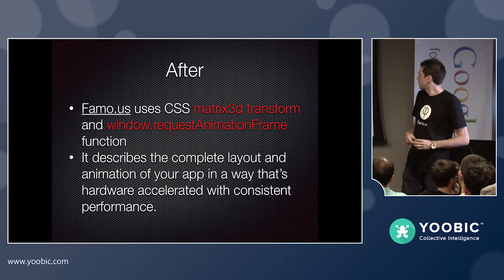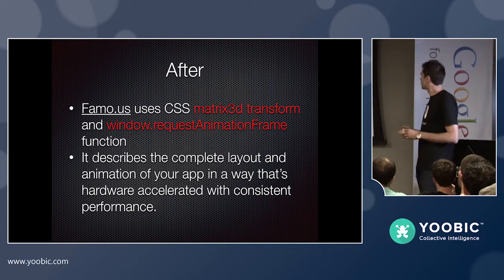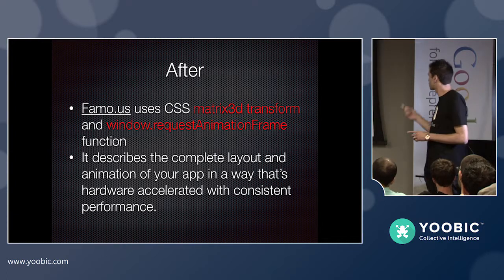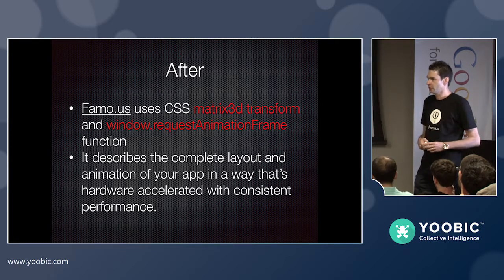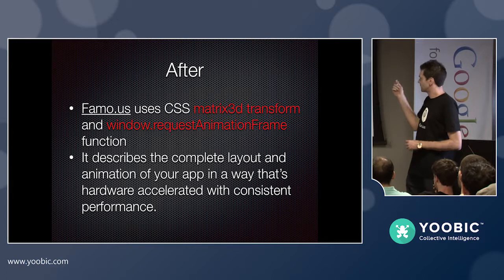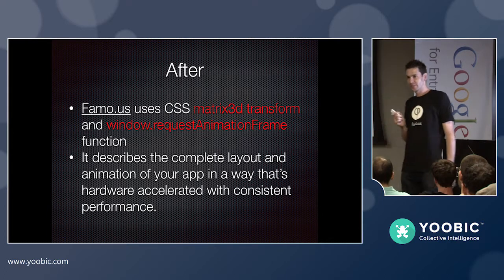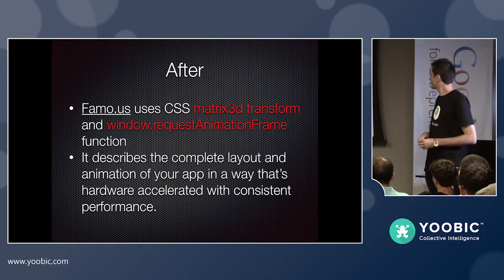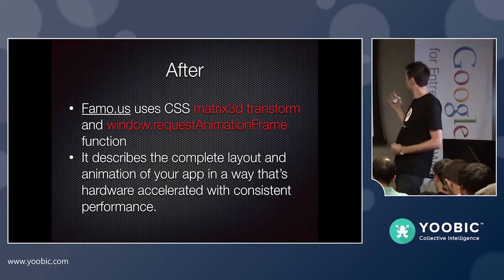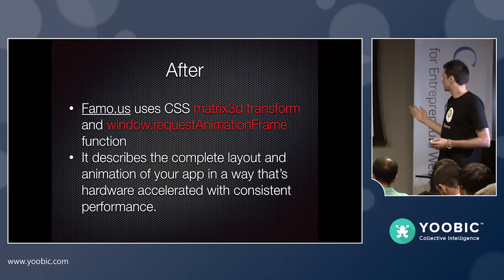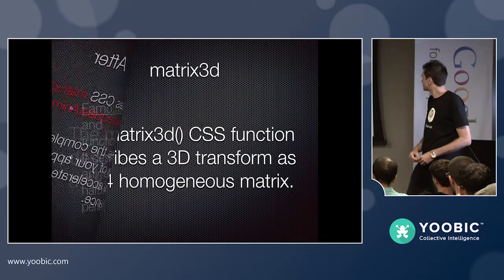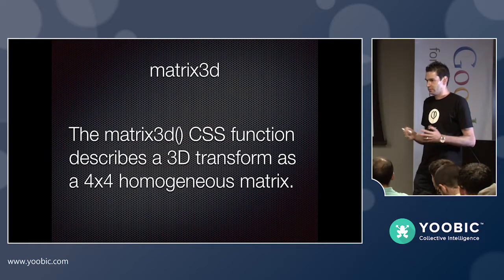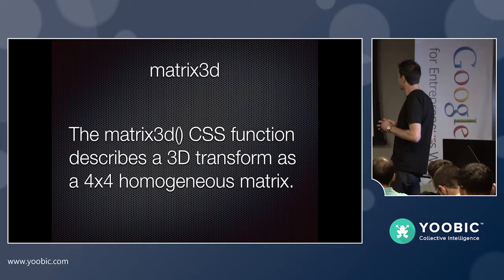What happens in Famous, it uses two things: the matrix 3D transform and the request animation frame function. The things marked in red, we will explain now. And Famous describes the complete layout and animation of your app, and it's accelerated with consistent performance. So what is matrix 3D?